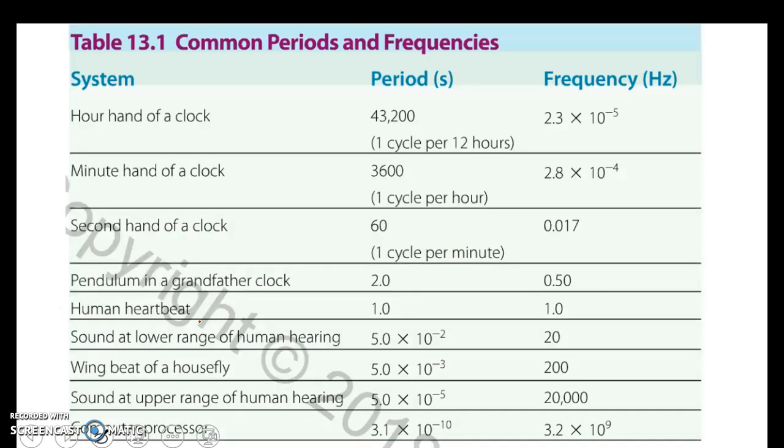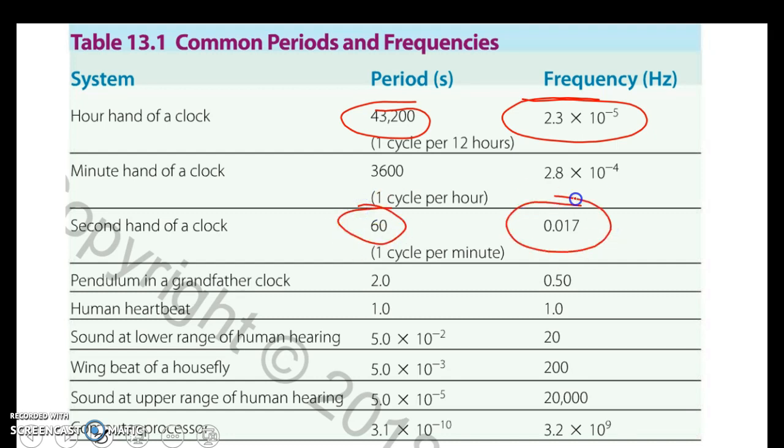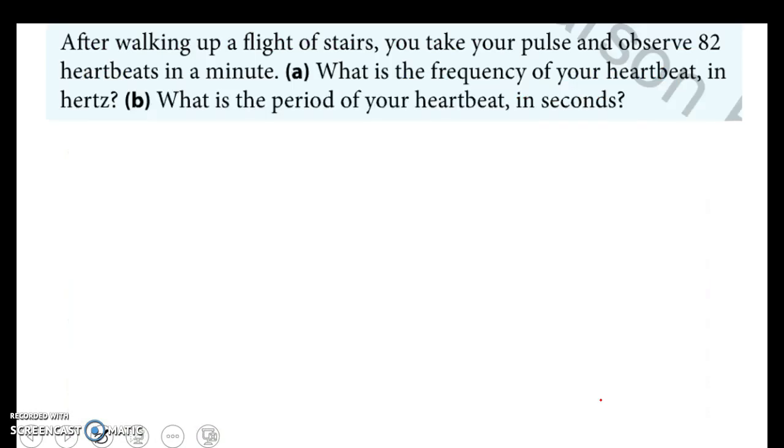Some common frequencies and periods. You can talk about clocks, right? How fast the hour hand moves, how fast the minute hand moves. Second hand's probably what we're more familiar with. One period, 60 seconds, which is 1 over 60, is 0.017 frequency. I want to point down to the bottom of the computer. So the period for a computer processor is 3.1 times 10 to the negative 10. You take the inverse of that, and that gives you what's called a gigahertz, 3.2 times 10 to the 9th, so giga. All right. So period and frequency are inverses.